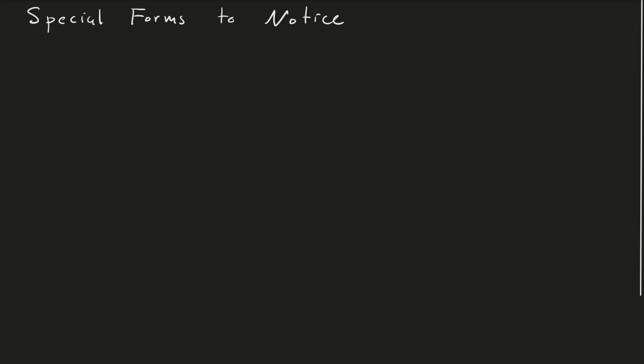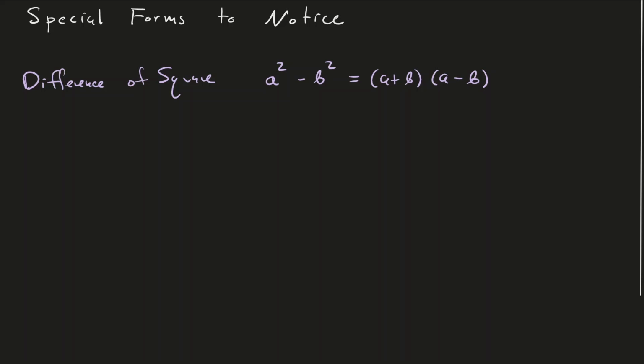I just want to point out there's a couple forms to notice when you're factoring things. If you see some polynomials that have these forms either as factors or the polynomials themselves, these are nice ways of factoring it. So the first one is the difference of squares. And that is a squared minus b squared is equal to an a plus b times an a minus b. So as an example, x squared minus 4 would factor as an x plus 2 and an x minus 2.